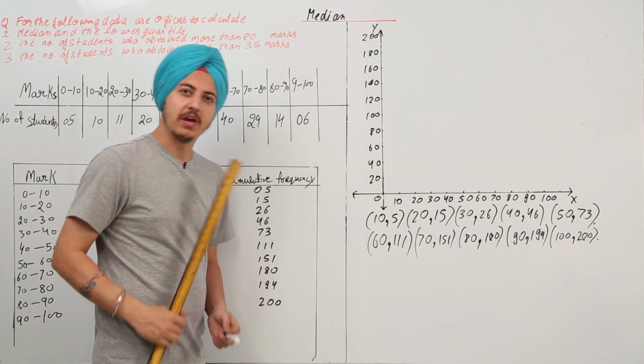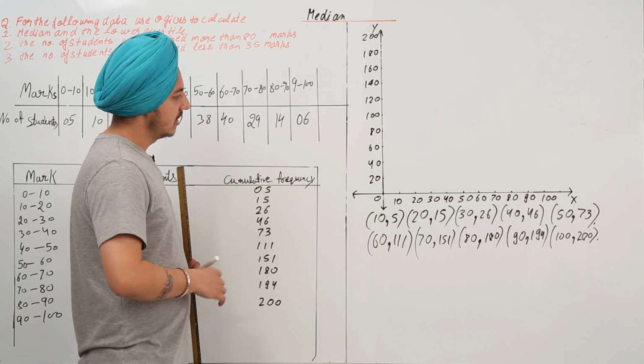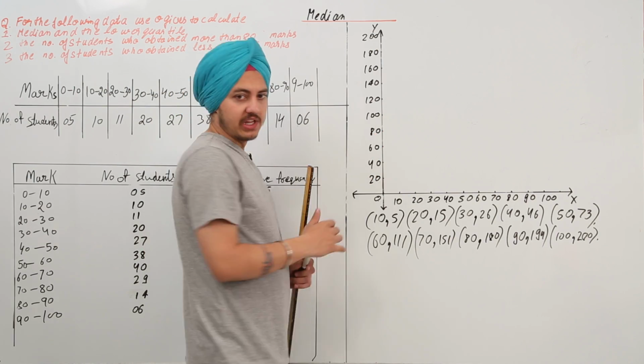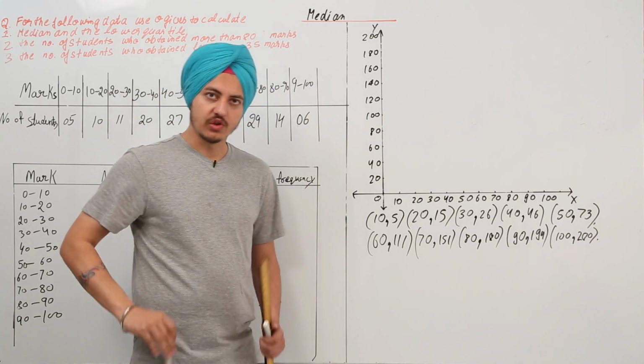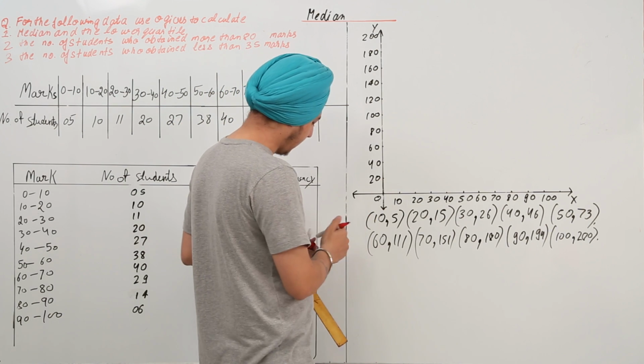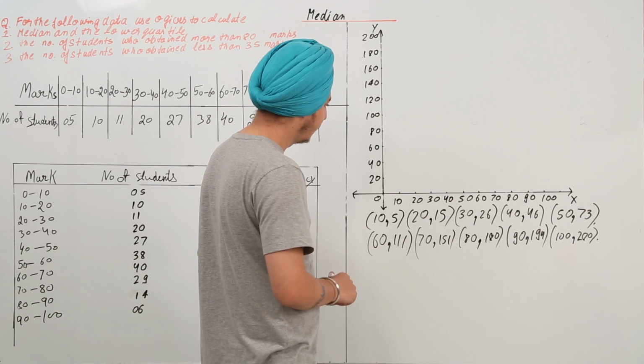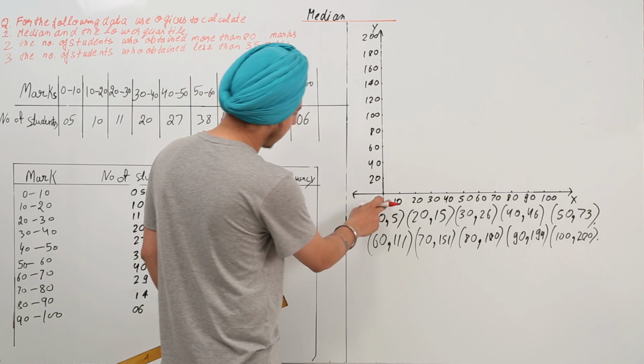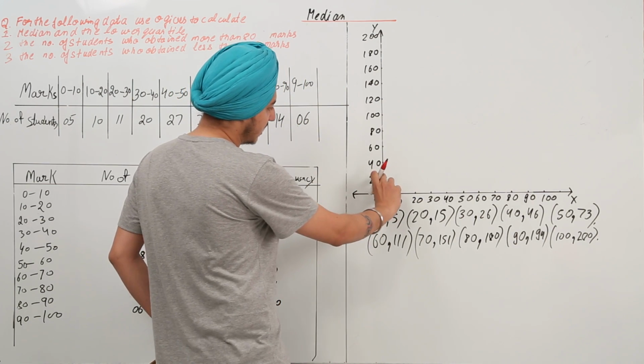So now from here what we do is that we plot these points. Okay, so we are going to plot these points and then make the ogive. That is easy enough. So this is 10 comma 5, right? So this is 10 and 5, this is 20.